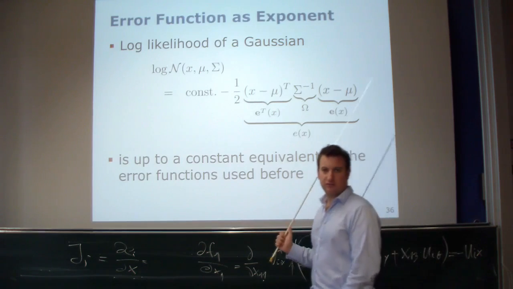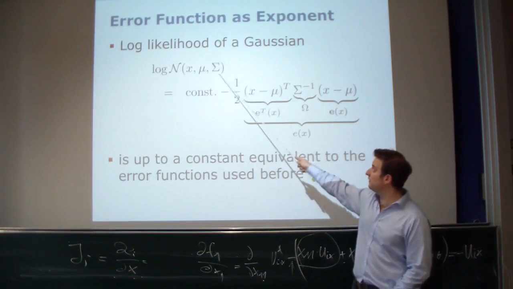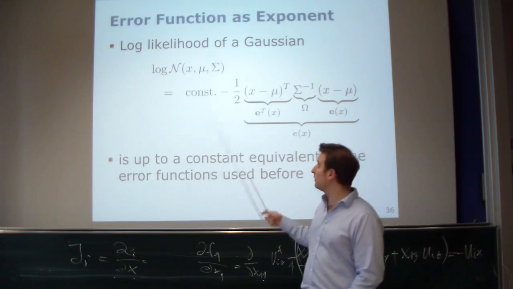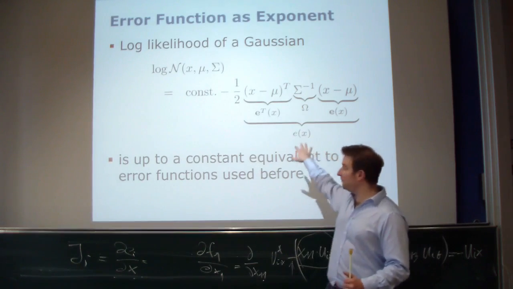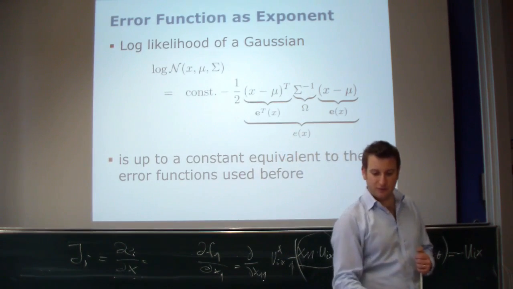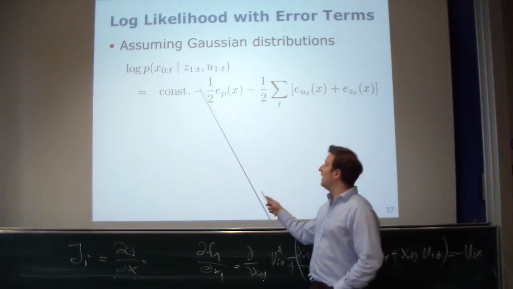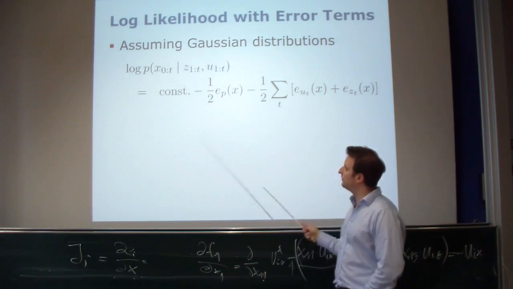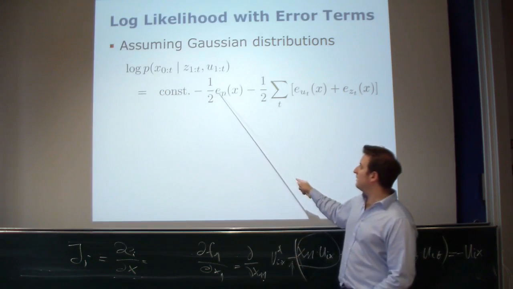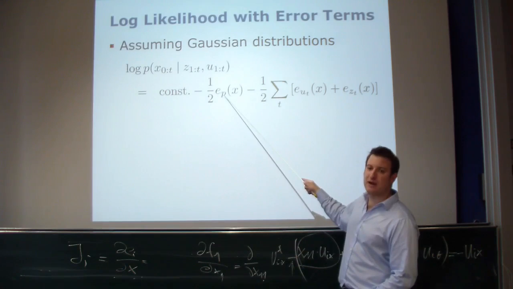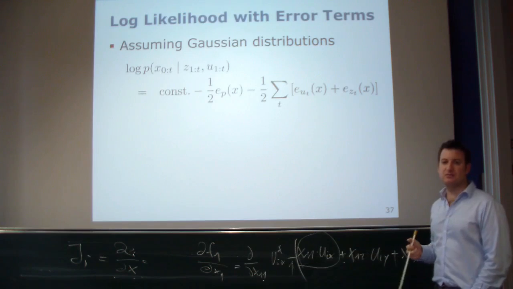So up to a constant, and this constant only depends on the covariance matrix, this term is equivalent to the individual error functions. That means I can rewrite my Gaussian as another constant, which takes into account the constant before and all the constants accumulated on the way, times the error function, which is relevant for the prior, plus the error function from the odometry information and the observation.